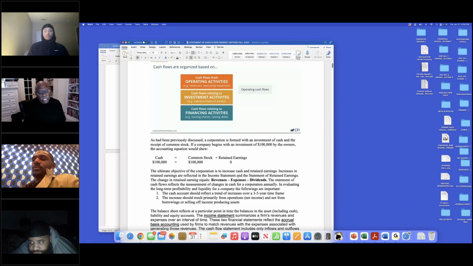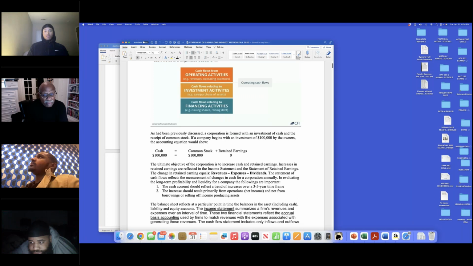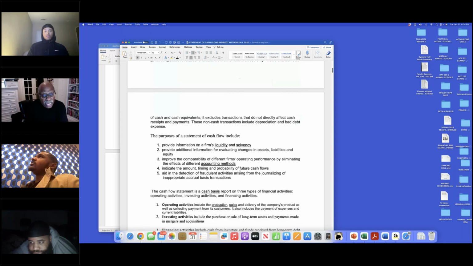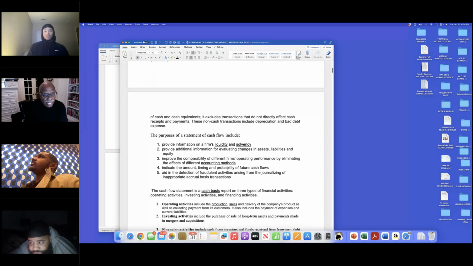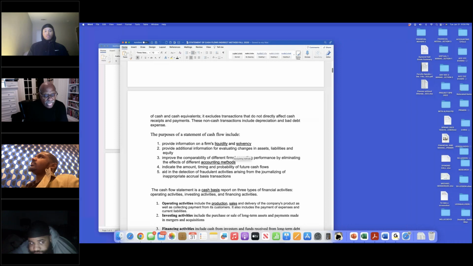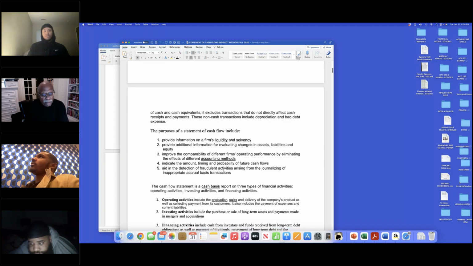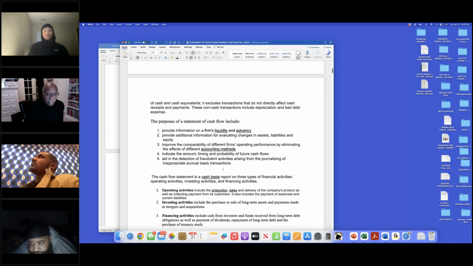So it's a good statement in terms of liquidity, eliminating different methods. You use FIFO and LIFO. You might get different incomes, appreciation methods, but we're just looking at the cash flows. And in a lot of situations, it can help us detect fraud. There are three parts of the statement: operating, investing, and financing.